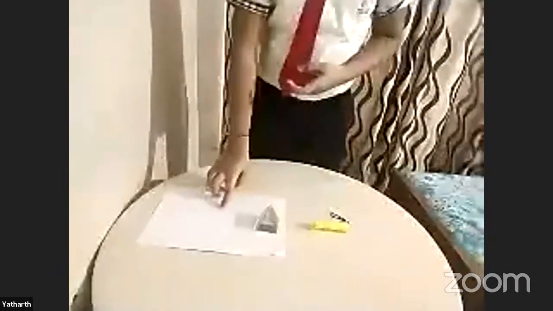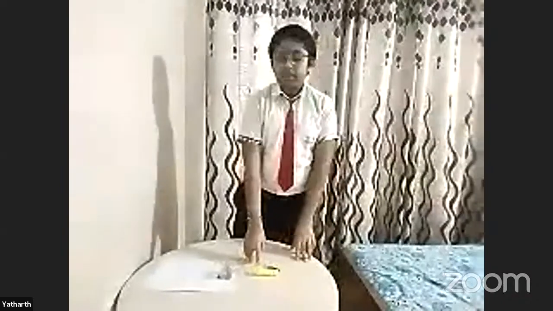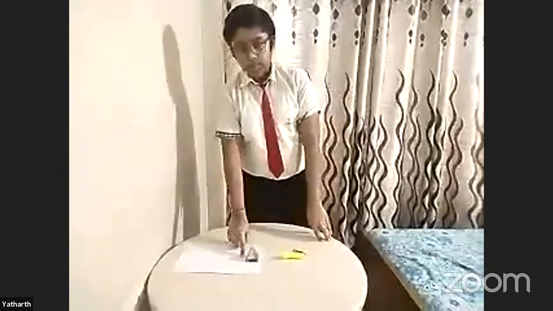Hello everyone, I am Yatharth Gupta from class 8. Today I am going to show you a science experiment on dispersion of light using this glass prism. I have three things here: this prism, this white paper as the screen, this torch as the source of light. You will observe that when I pass white light through this prism, a band of colors is formed here.